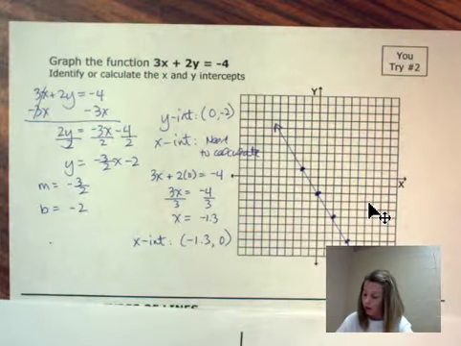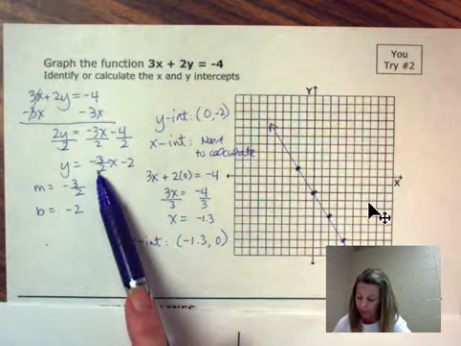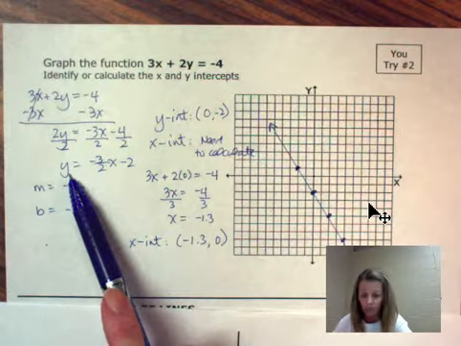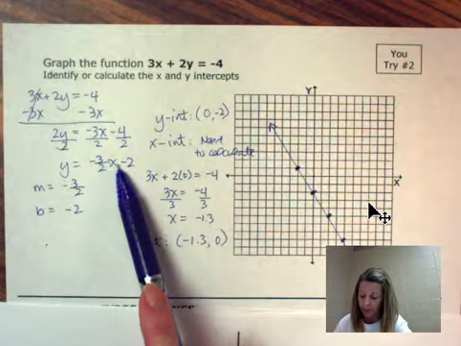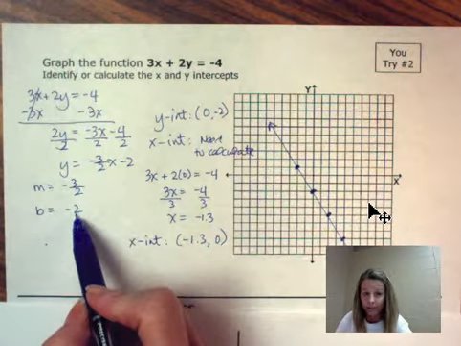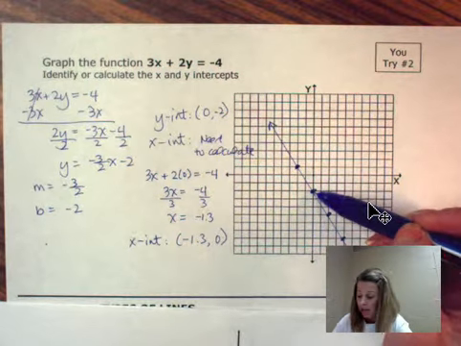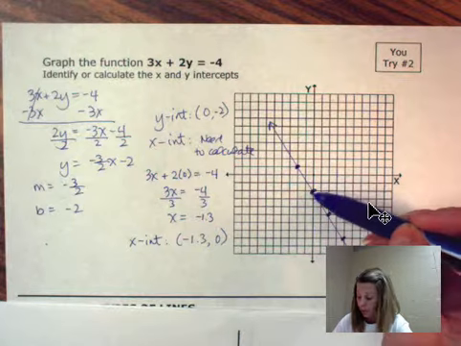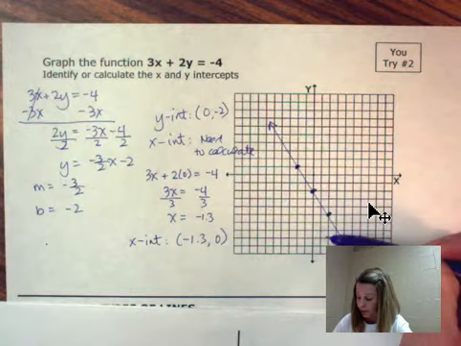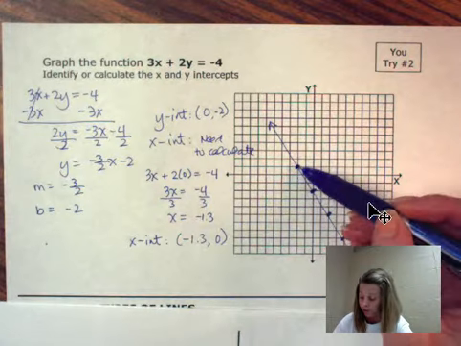Okay, on this problem, you first needed to solve for y. So that equation is y equals negative 3/2 x minus 2. Your slope is negative 3 over 2, and your y-intercept is negative 2. So I started at negative 2 here, and then since I have a negative slope, I'm going down 3 over 2, down 3 over 2, and then I always have you go back and go the opposite direction.